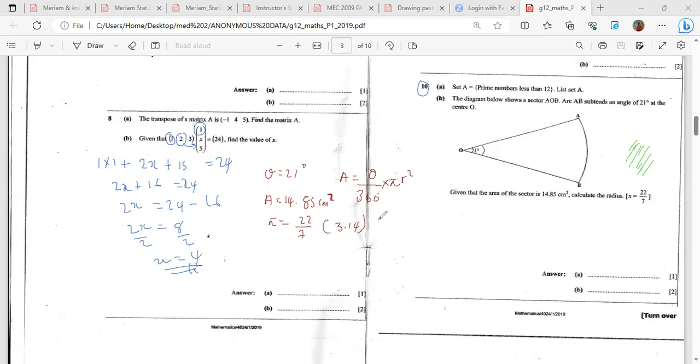So now our area is 14.85. This is going to be our angle, 21/360 times pi, which in this case has been given as 22/7. Then we are told to calculate the radius. Remember, in paper 1 you don't have a calculator, and these numbers are big. So first of all, try and simplify. Reduce these numbers. Check the number that can go into which number so that you reduce the other number.